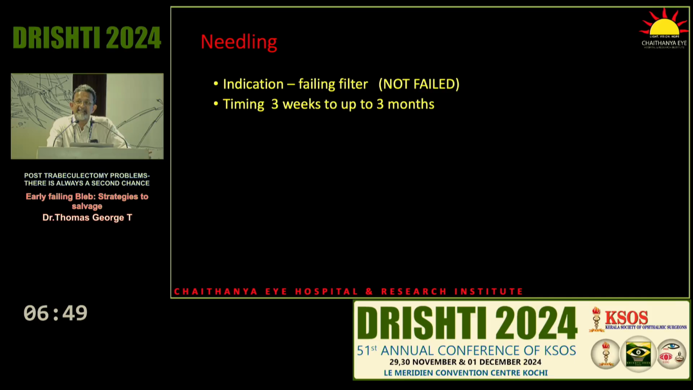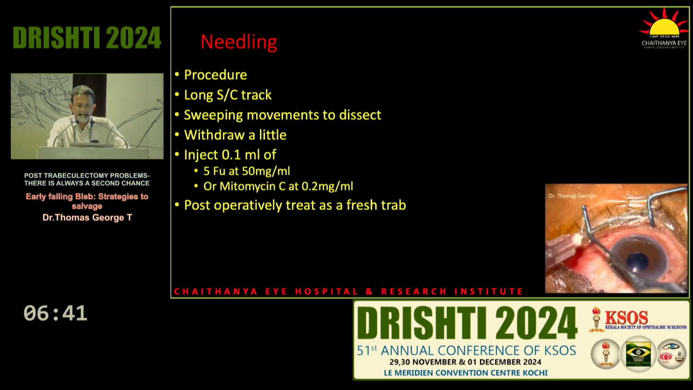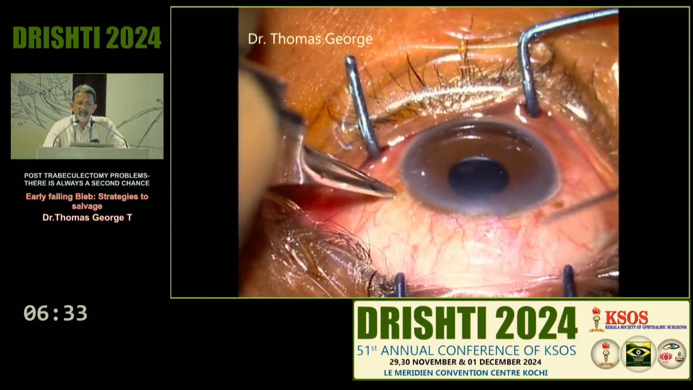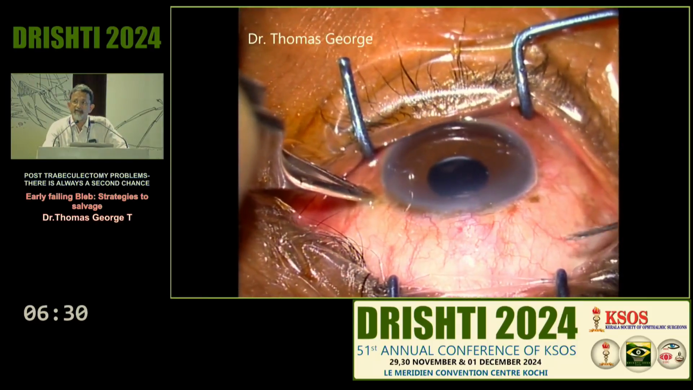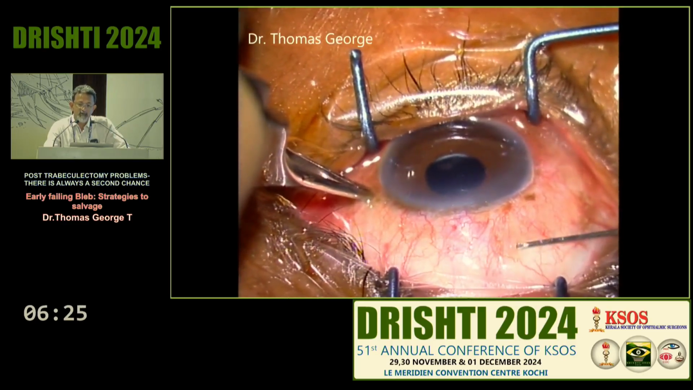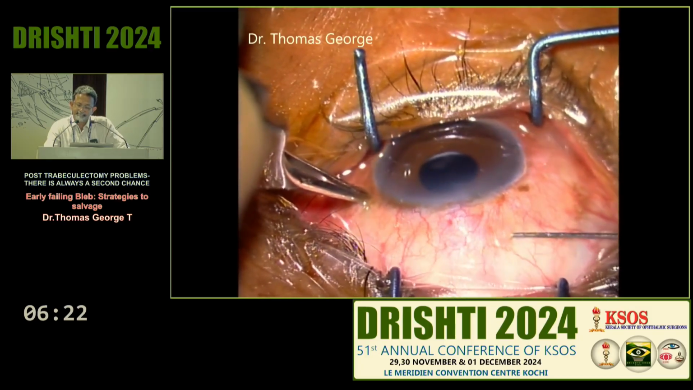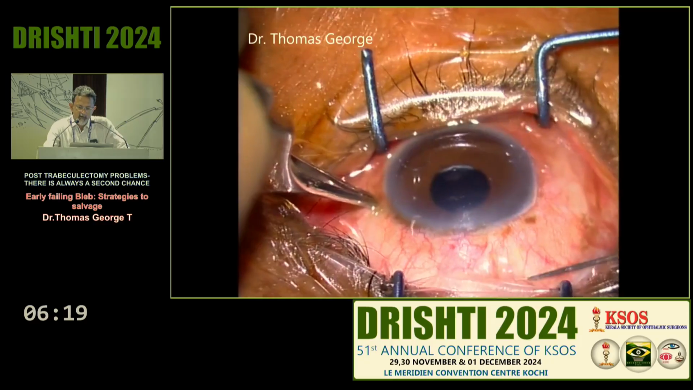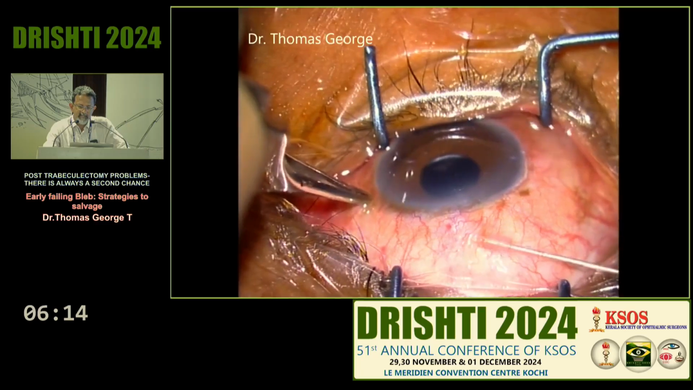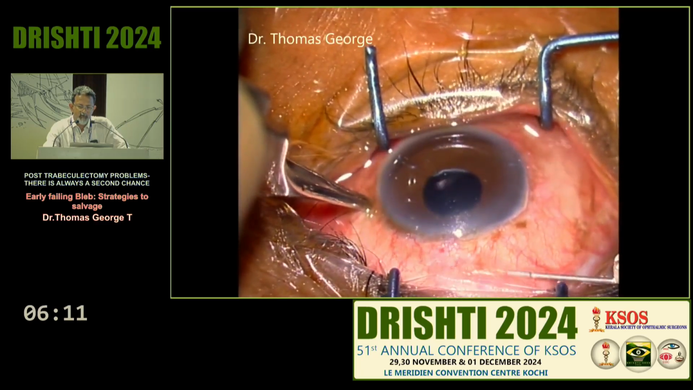Timing should be at least 3 weeks post-op and can be up to 3 months to call it a failing filter, in the sense that it's still not fully healed up. The procedure is to create a long subconjunctival tract and to do sweeping movements to release subconjunctival fibrosis. If required, we can go under the scleral flap and release the subscleral fibrosis also. You will see the bleb form. It's already starting to form in this video when the subconjunctival fibrosis is being released, and I'm going subscleral to make it flow a little more.